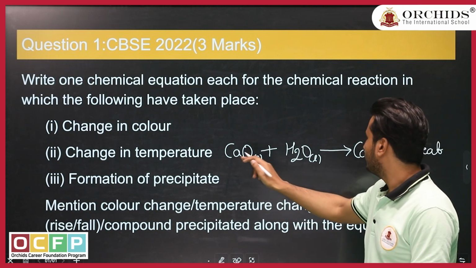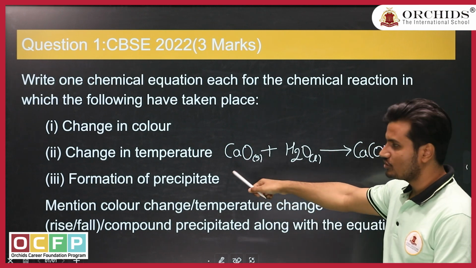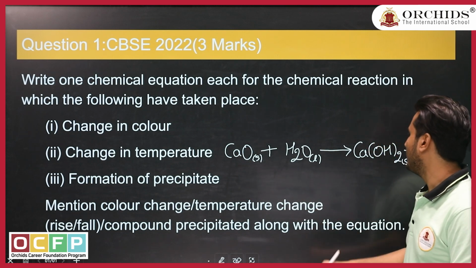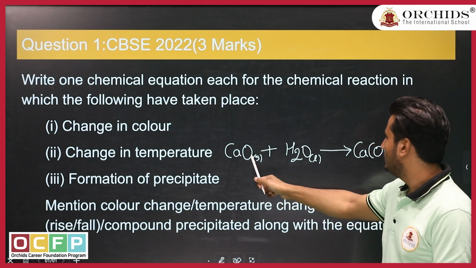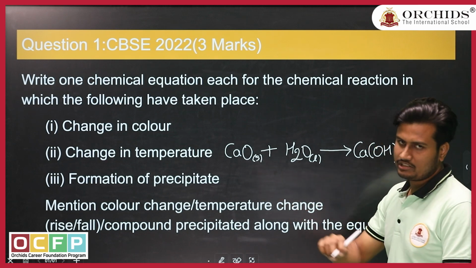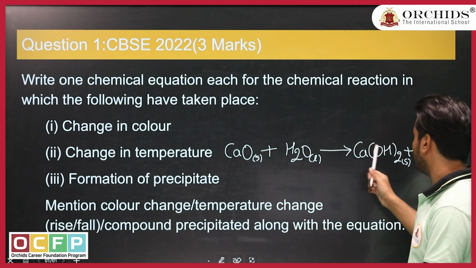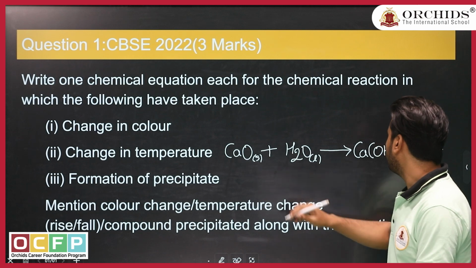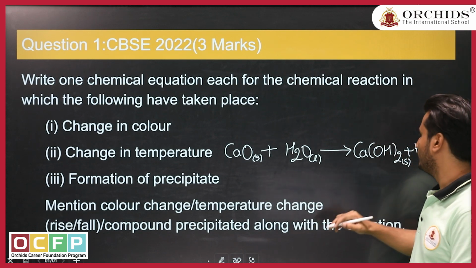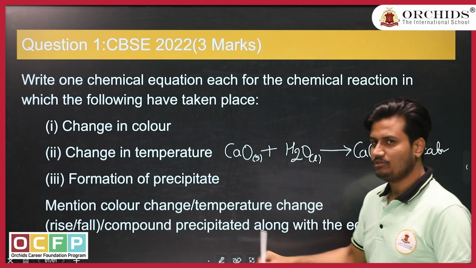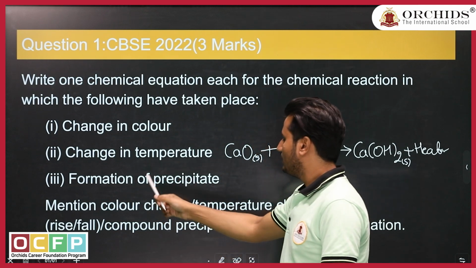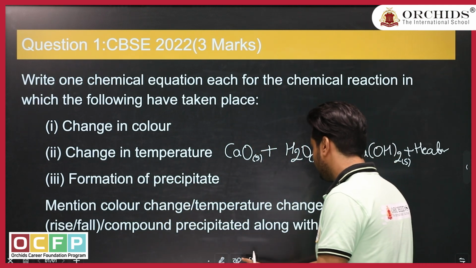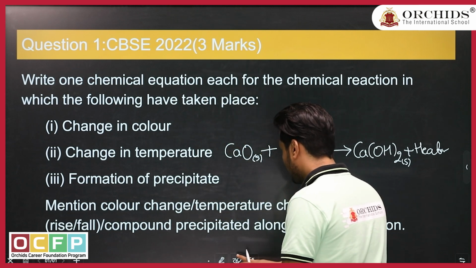Now is it balanced? Let us check. So we have 1 atom of calcium, 1 atom of calcium, 2 atoms of oxygen, 2 atoms of oxygen over here, and we have 2 atoms of hydrogen, 2 atoms of hydrogen. So it is balanced. So done question number 2. Let's start with question number 3, formation of precipitate.